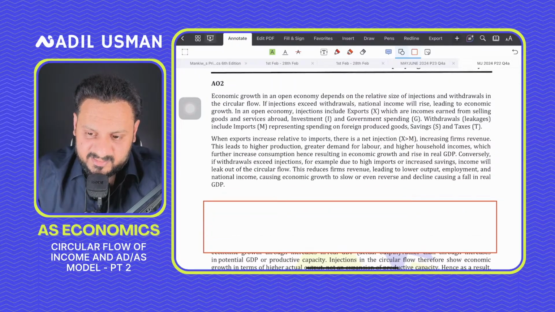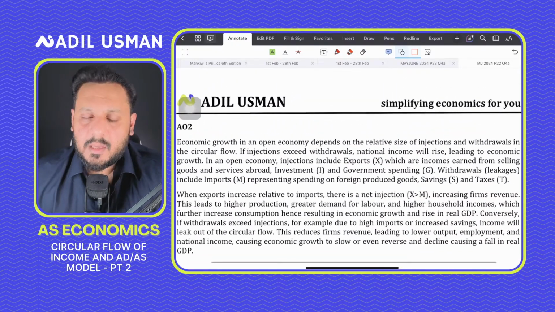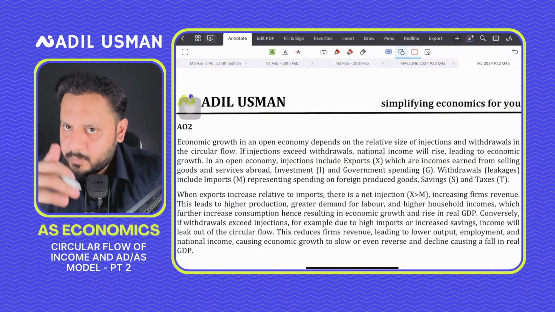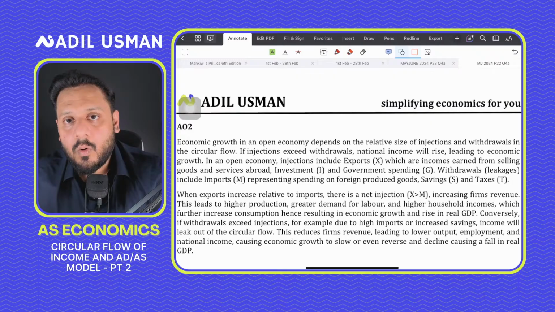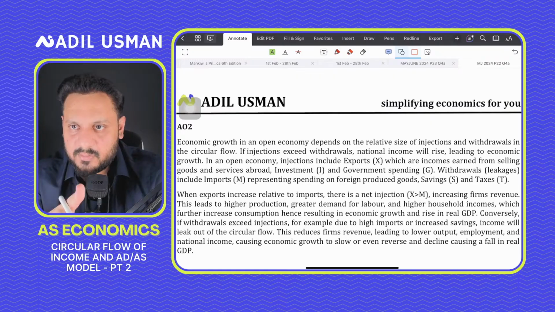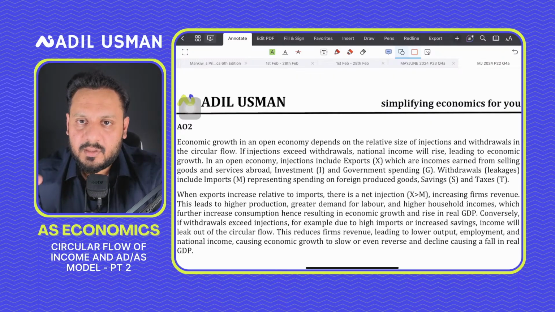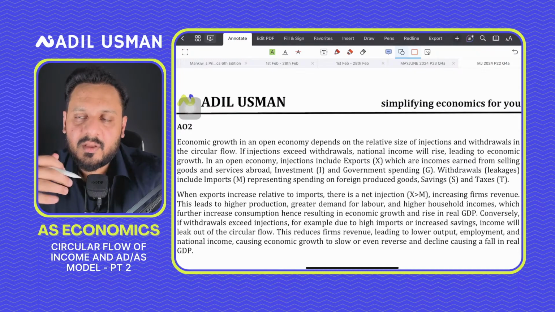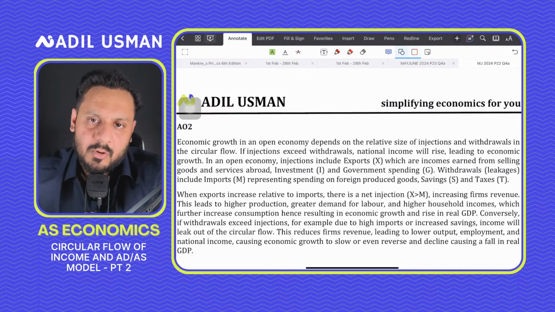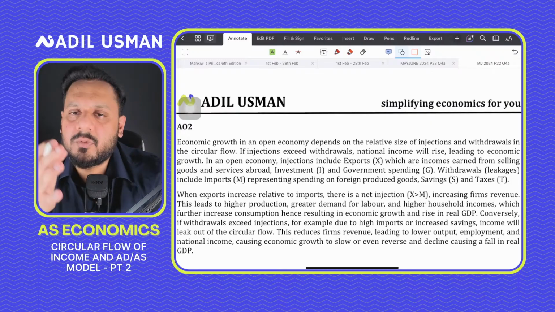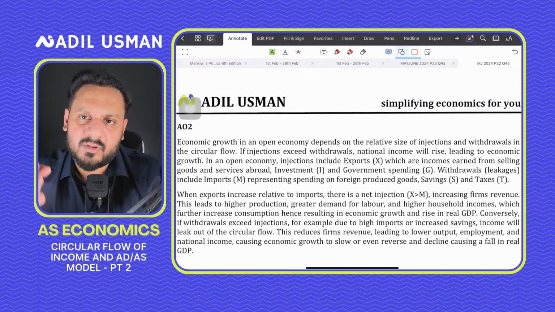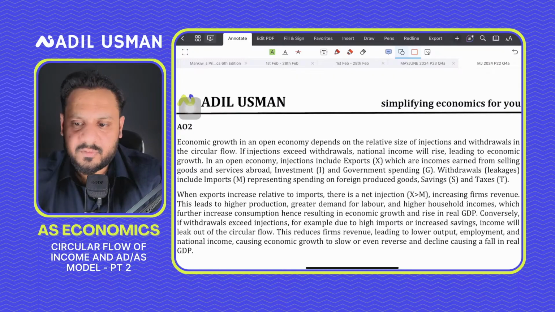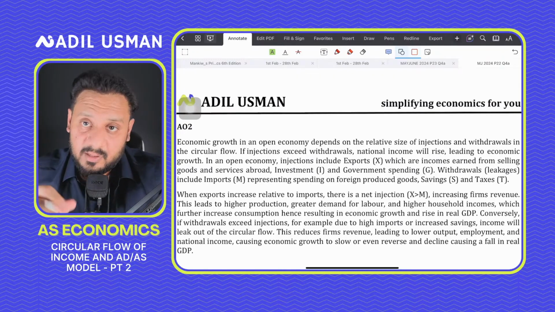So in assessment objective 2 you had to explain how economic growth would come about in an open economy. You had to say that if injections exceed withdrawals, economic growth will happen. But how? You had to explain the cause and effect, the process, the mechanism, of what happens. If injections exceed withdrawals, AD rises, demand for labor rises, output rises, firms produce more, which causes more output in the economy. And if withdrawals are more than injections, that causes lower demand for labor, unemployment goes up, economic growth slows down, and real GDP falls. Ultimately, it will start falling.